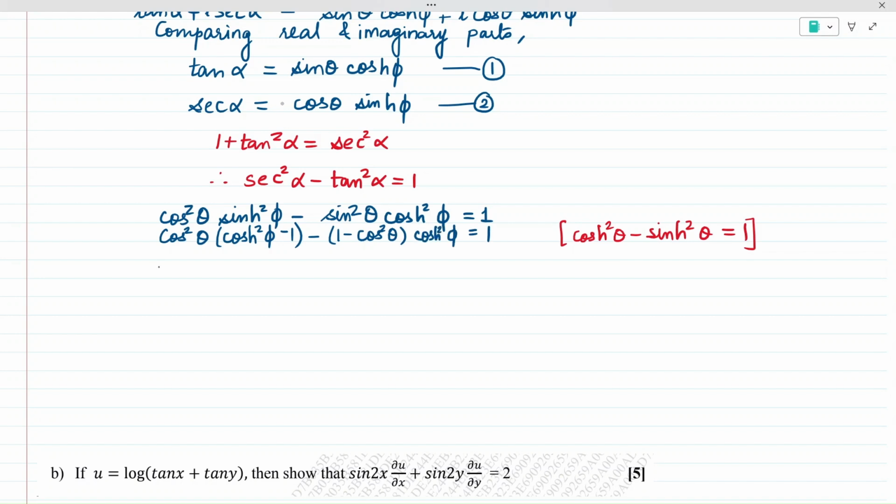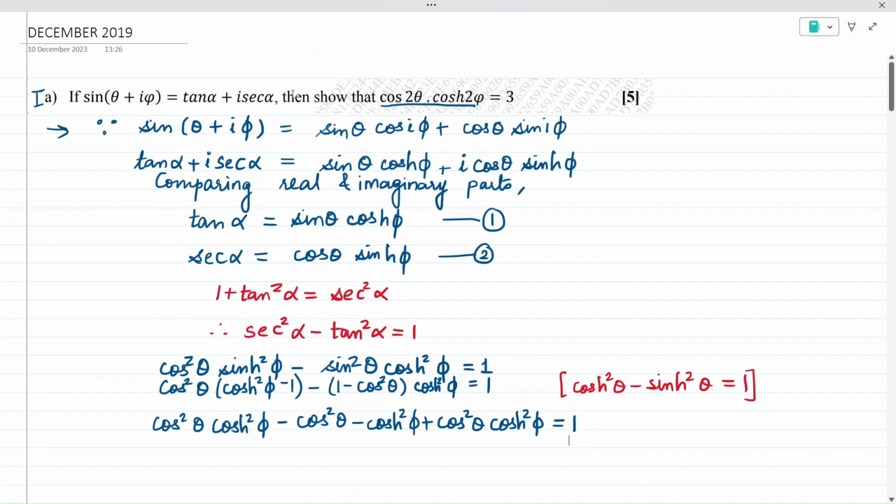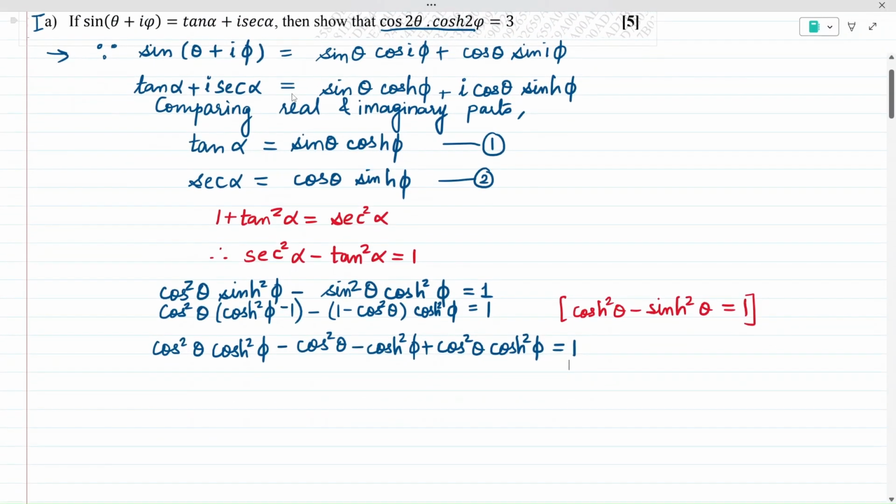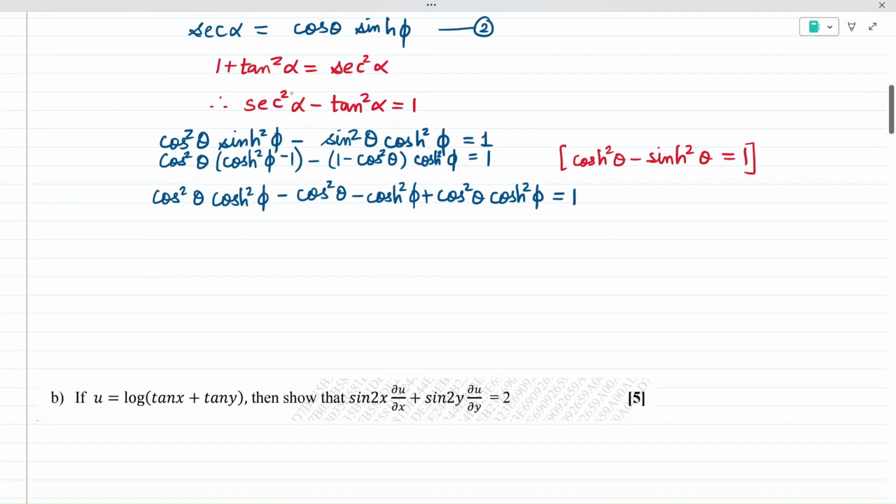Let's open the brackets. I'll get cos square theta into cos hyperbolic square phi minus cos square theta minus cos hyperbolic square phi plus cos square theta into cos hyperbolic square phi. And this is still equal to 1. You don't require any of these squares. आपको जो आंसर चाहिए वो 2 थीटा के एंगल में चाहिए. तो यहाँ पे डबल एंगल का फॉर्मूला या हाफ एंगल का फॉर्मूला लगाएंगे. तो cos स्क्वायर इज 1 प्लस cos 2 theta डिवाइड बाई 2.